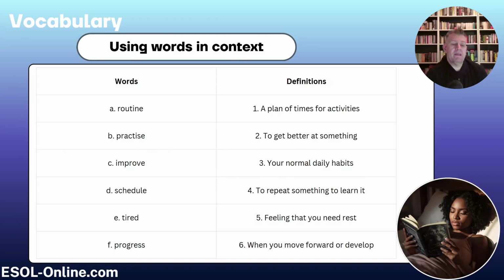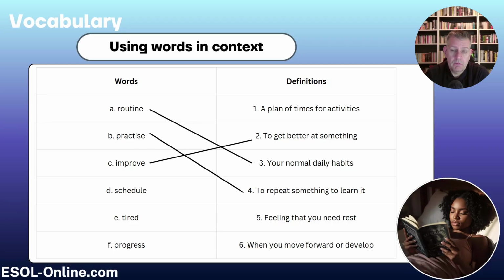Okay, first word, A, is a routine. A routine is your normal daily habits. The things you do every day is your routine. Next one, practice, to repeat something, to learn it. This is an interesting word, practice, because in English we have the different spelling of practice. It ends in an SE or a CE. If it's a verb, like SE, like this one. If it's a noun, it'll be CE.